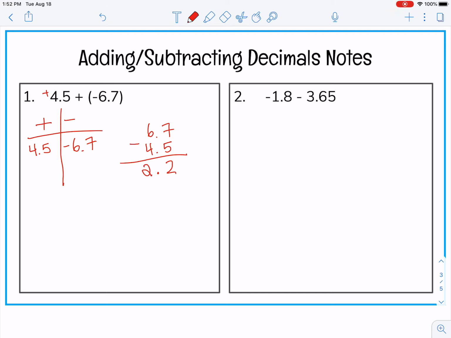And now we need to figure out what charge would stick with the 2.2. We always said that the bigger absolute value is the charge that we're going to stick with. And it seems like the bigger number would be negative 6.7. Because it was a negative, we're going to stick that negative on the 2.2. And then our final answer would be negative 2.2.